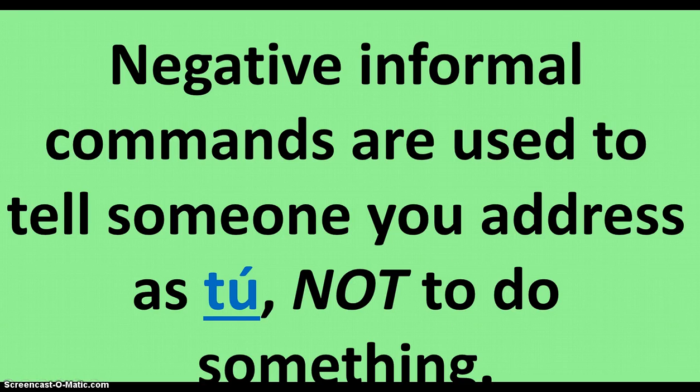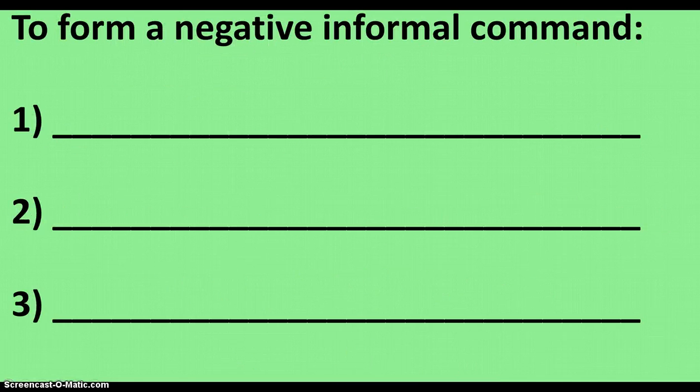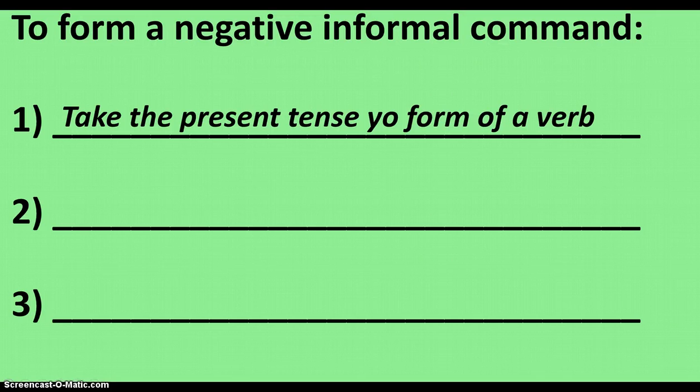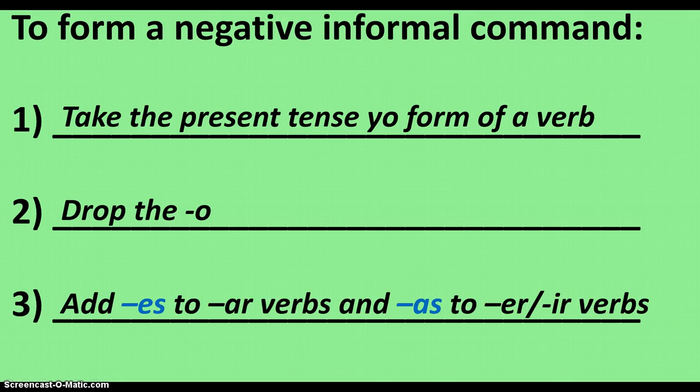Negative informal commands are used to tell someone you address as tú to not do something. To form a negative informal command, we have 3 steps. Take the present tense yo form of a verb, drop the o, add es to AR verbs, and add as to ER-IR verbs.